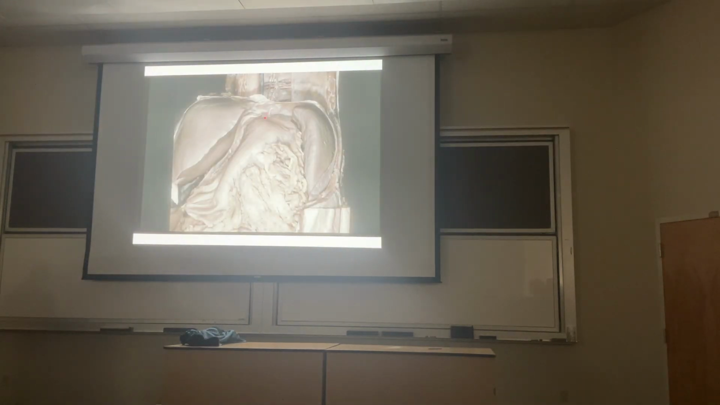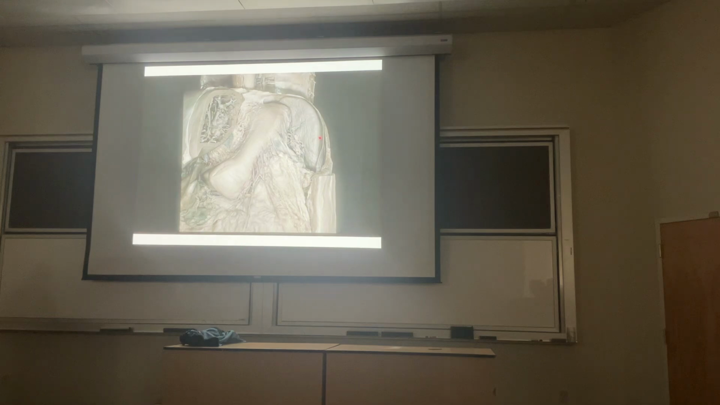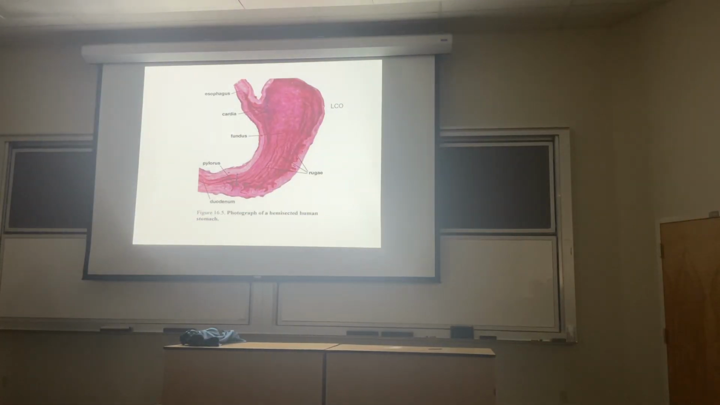Here's the stomach with the liver partially reflected back. This is the gallbladder here. And the stomach is described as having kind of a J shape. Kind of looks like the letter J. And again, the spleen is over here. This is the liver partially reflected. When we look at the stomach, here comes the esophagus.